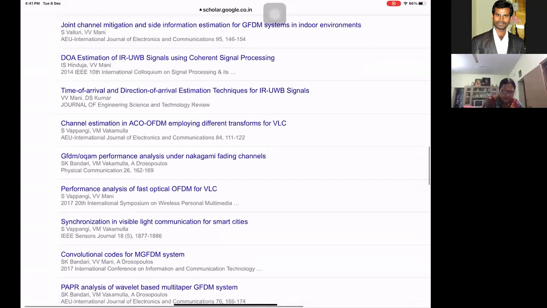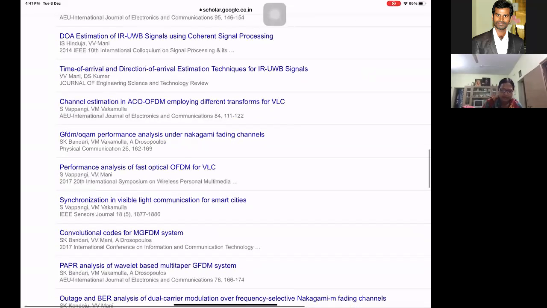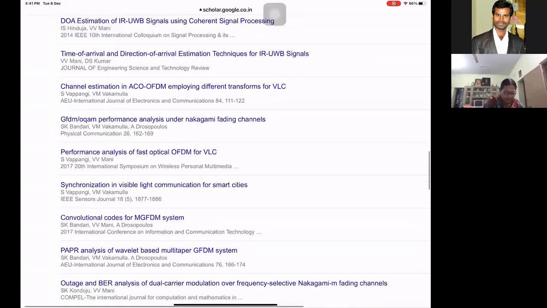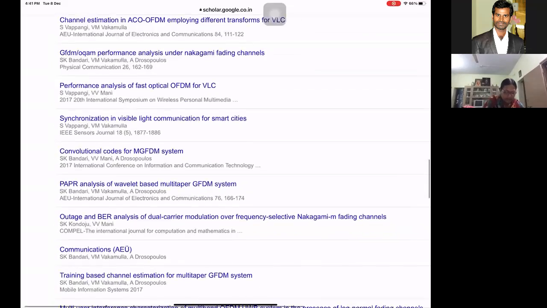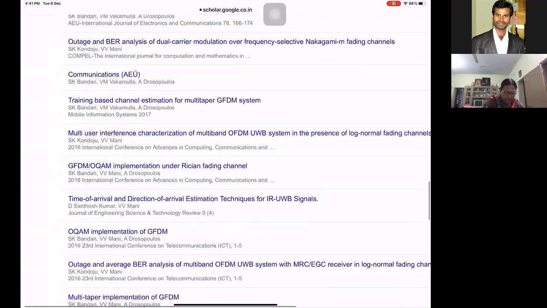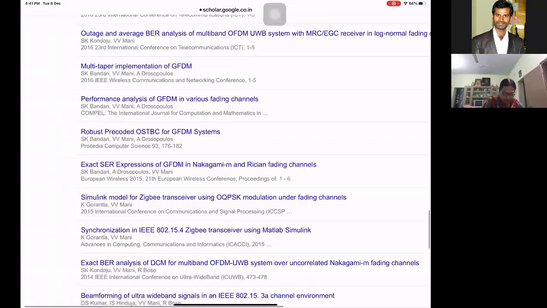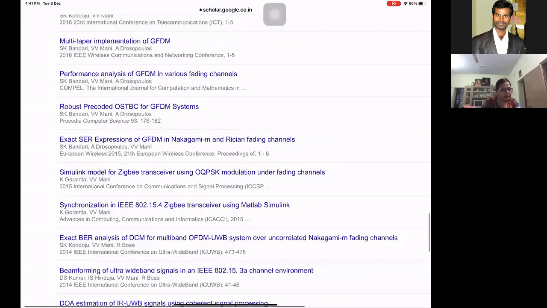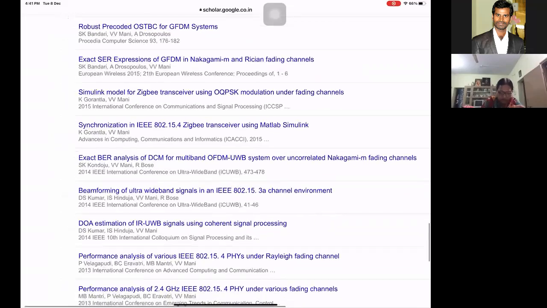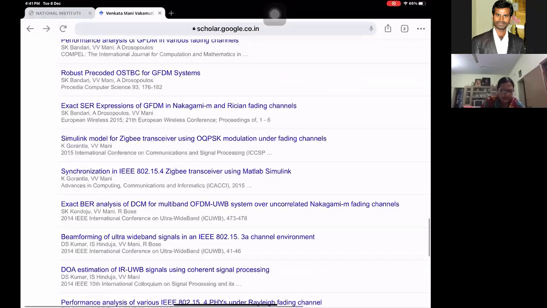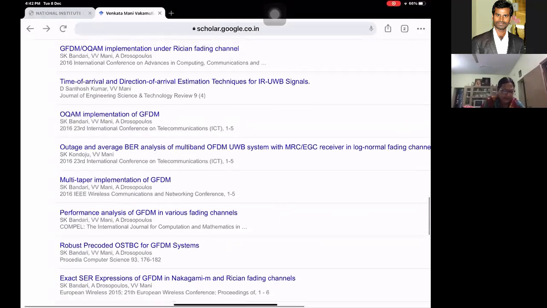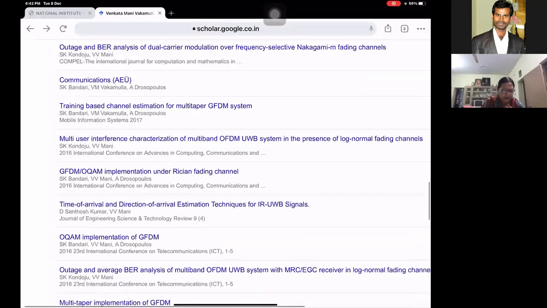And also performance analysis of past optical OFDM for VLC, synchronization in visible light communication. So many more. One of the papers is actually a review paper of 70 pages. The whole of VLC can be understood from that paper. I'll tell you that paper.